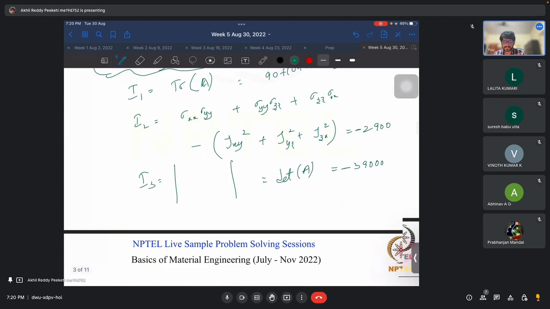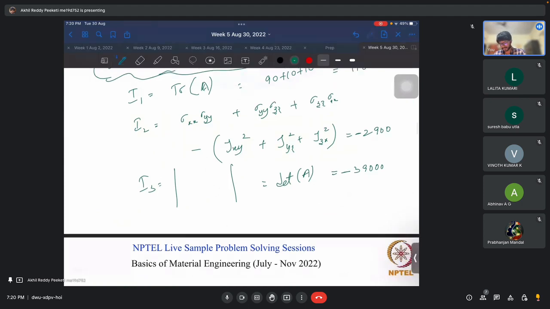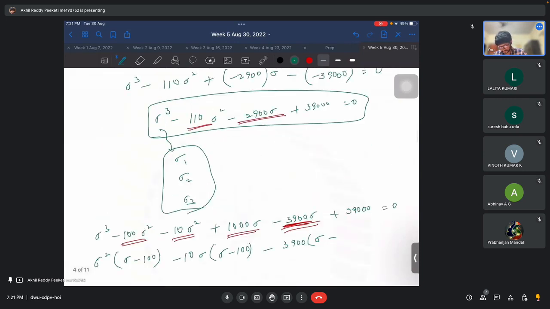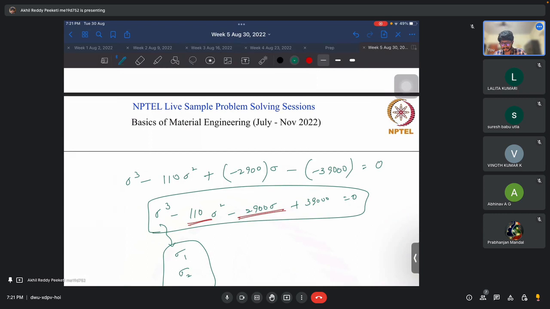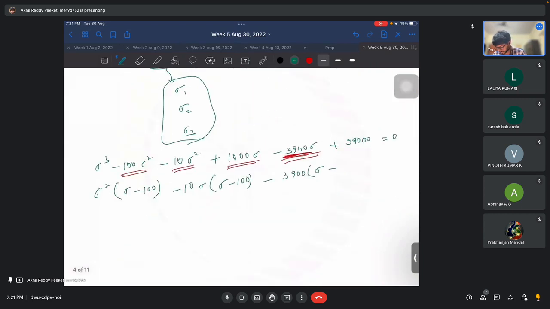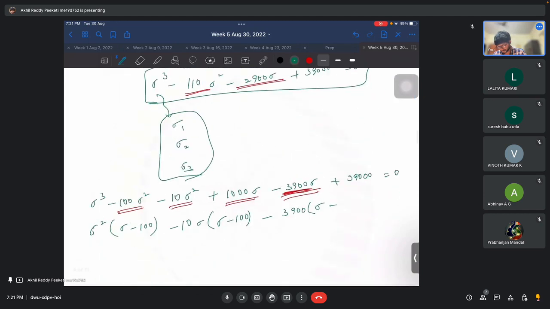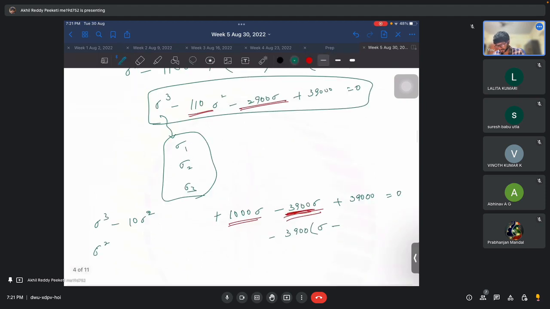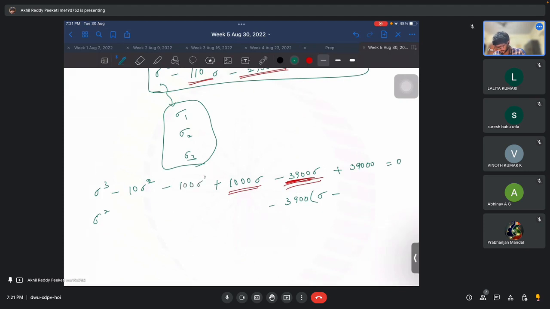Let me check this one. Can anyone check this invariant, the determinant one? 39,000. So write it this way, that would be useful in this case. So sigma minus 10 here, minus 100 sigma will give you sigma minus 10, minus 3900 will give you sigma minus 10. Yeah.